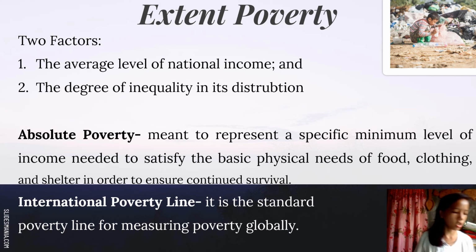So this International Poverty Line is what is used to measure global poverty, and this helps to measure the number of people living in extreme poverty and helps compare the poverty level of every country. So let's say we compare the poverty level of the US and the Philippines. This International Poverty Line would be a great help.